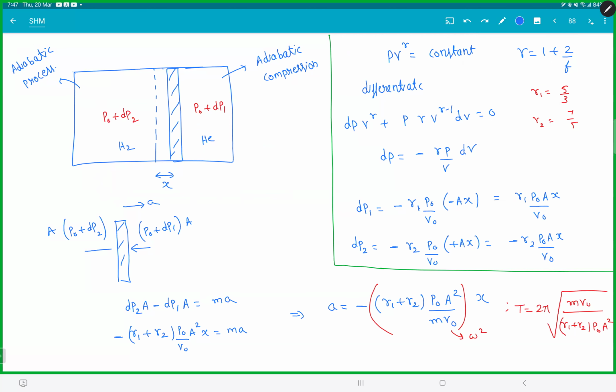Clear with this? Any doubts on the process? Next one. You should definitely try this on your own.